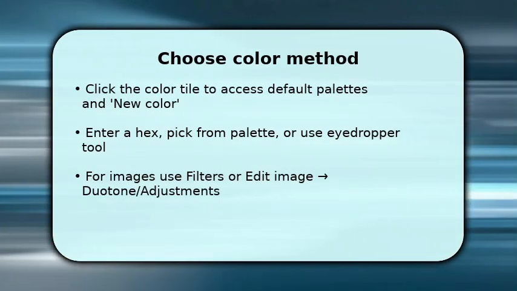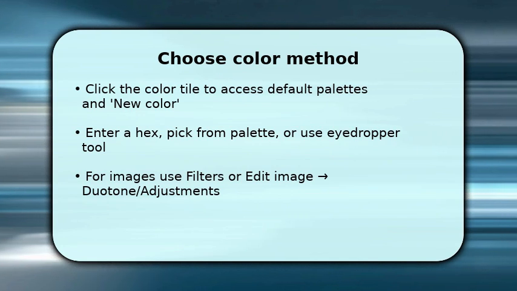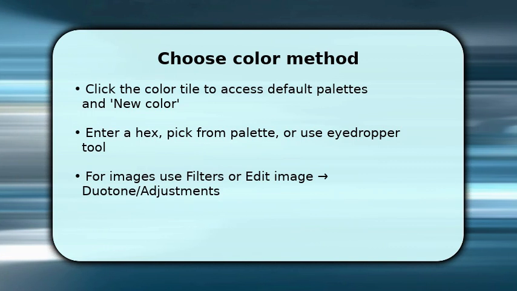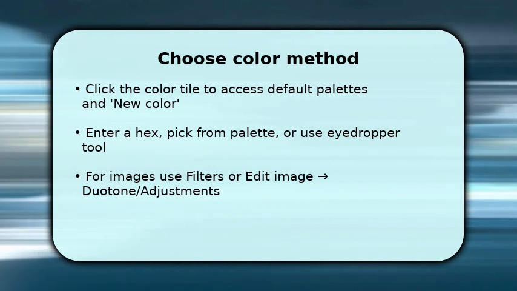Click the color tile in the top bar to open palettes and swatches. You can pick a preset, enter a hex code for precise branding, or use the eyedropper to sample on-canvas colors. If the element is an image, switch to Edit Image to apply duotone or color adjustments instead, because images don't accept shape fills. Once you pick a color, Canva applies it immediately.